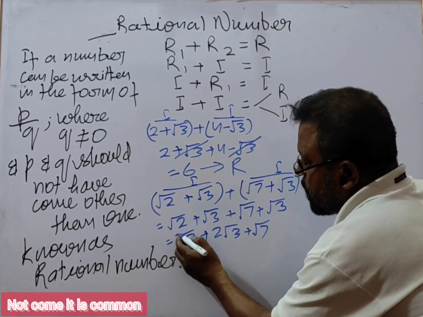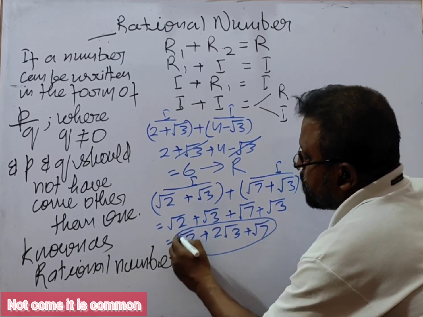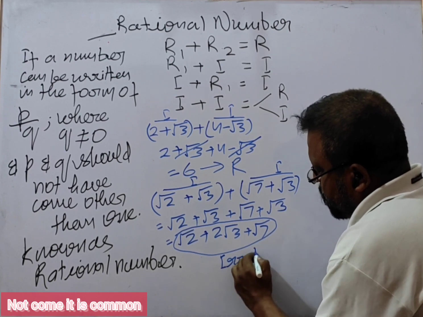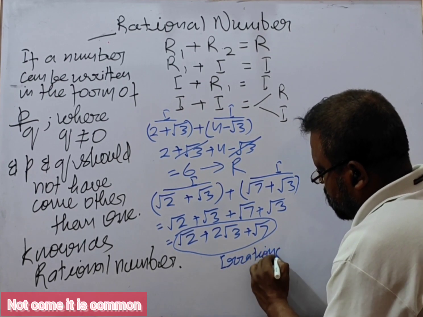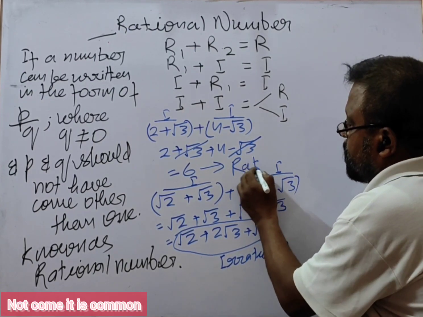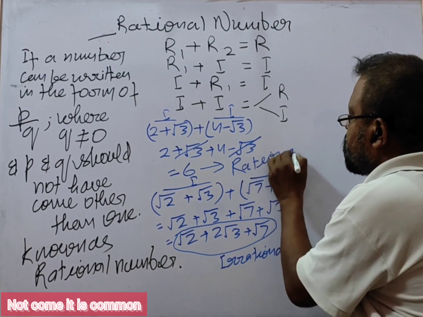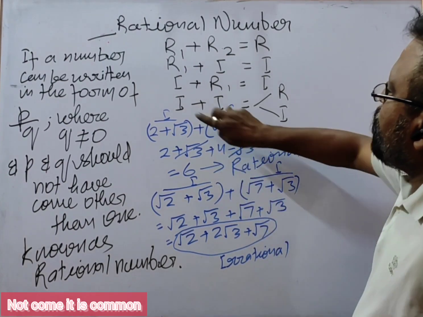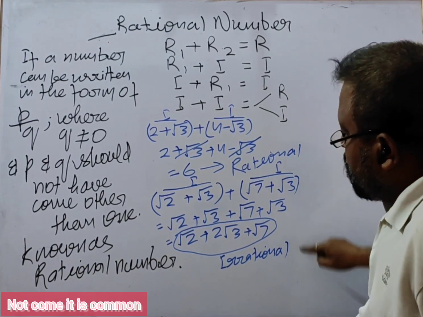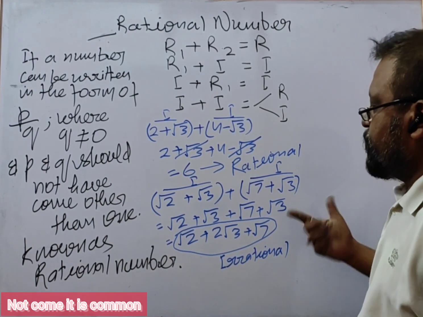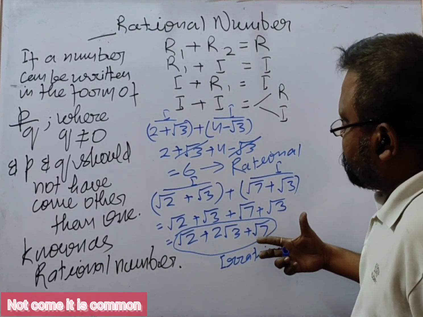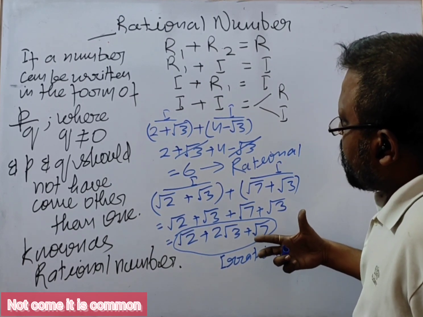This is what? This is irrational, right? So the earlier one was a rational number, and this one is irrational. So it is not compulsory that if two irrational numbers are added together, we get a rational number, or we get an irrational number. We cannot say, right? It depends upon solving. I hope you understand.